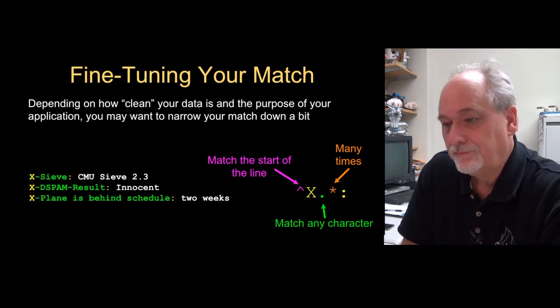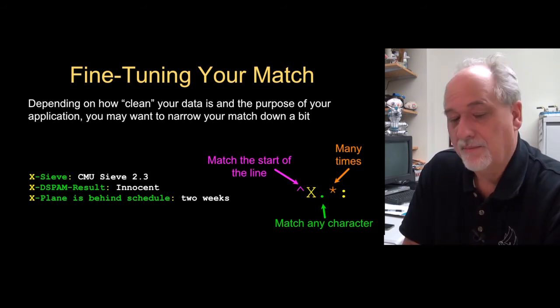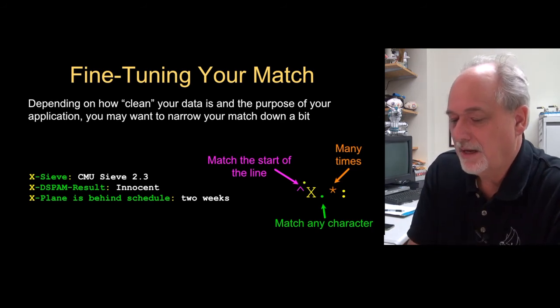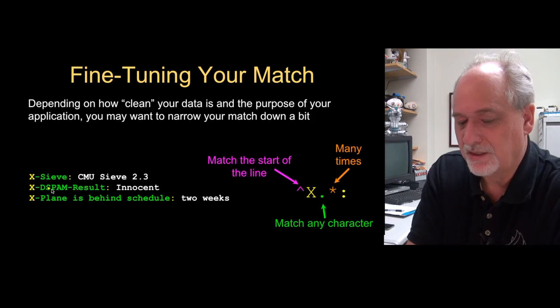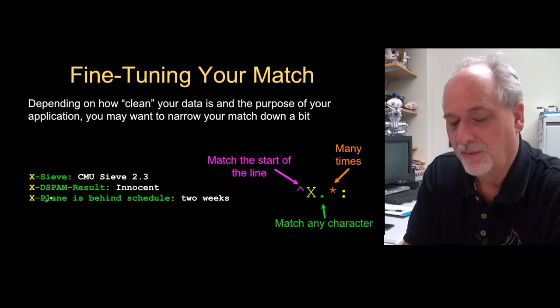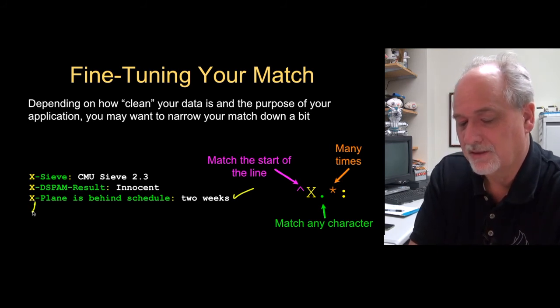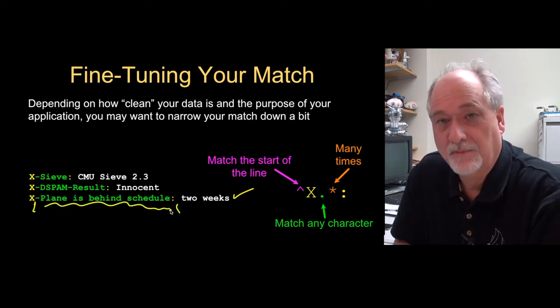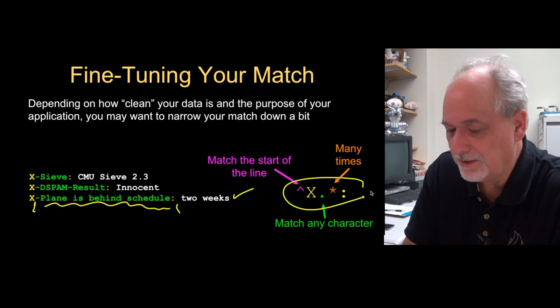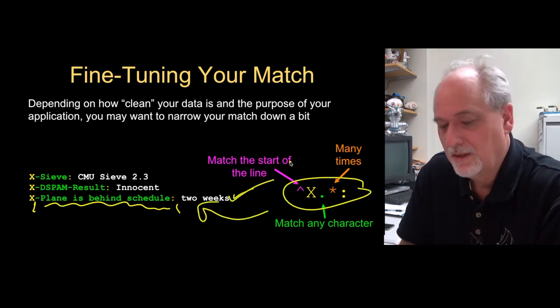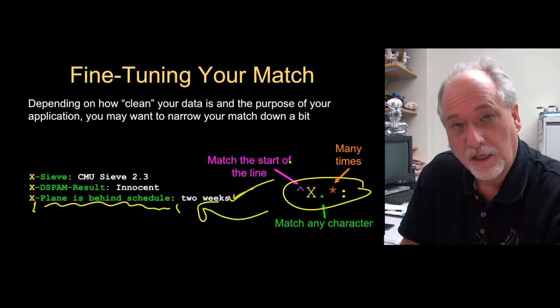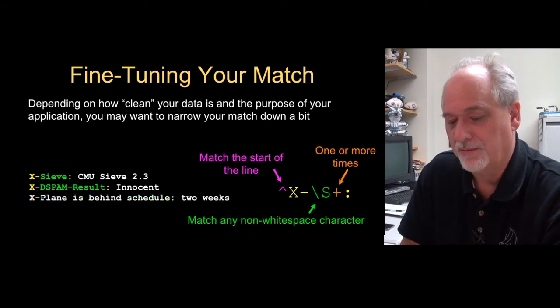Okay? Now, sometimes you want to be a little more clear on your match. So let's take a look at these lines that match that particular thing that we just did. We have these two, X-CIV colon, X-DSPAM-Result, like these are from mail messages. And then one of the mail messages has a line in it that says X-Plain is behind schedule. And this matches. Is that what you really wanted? Because this is an X, this is some number of characters, and that's a colon, it matches. It has to match. This rule applied to this line results in a yes. So how can you be a little more clear as to what you want to match and what you don't want to match?